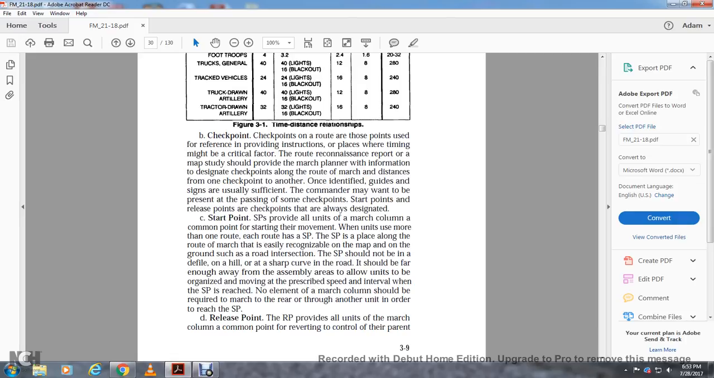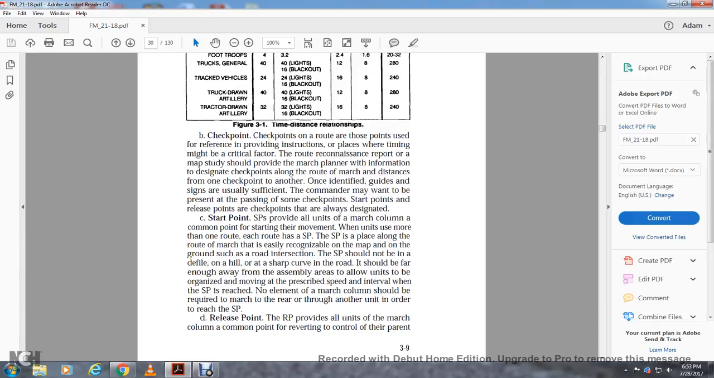The start point should not be in a defile, on a hill, or over a sharp curve of the road, and it should be far enough away from the assembly areas to allow the units to organize to move within the prescribed speed interval. No element of the marching column should have to move from the rear of the route through another unit in order to reach the starting point.